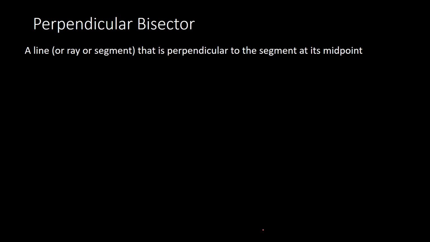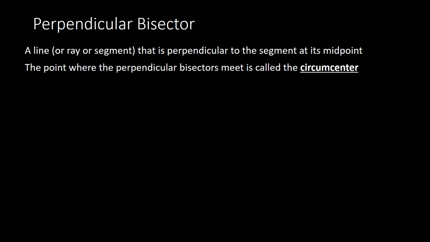Next we have what we call a perpendicular bisector. A perpendicular bisector is a line, ray, or segment that is perpendicular to the segment at its midpoint. And the point where all the bisectors meet is called the circumcenter.